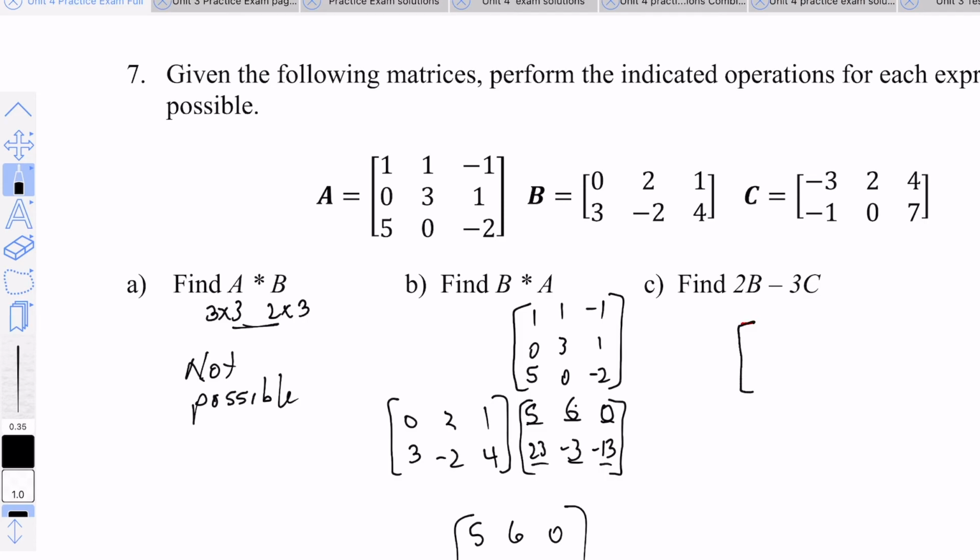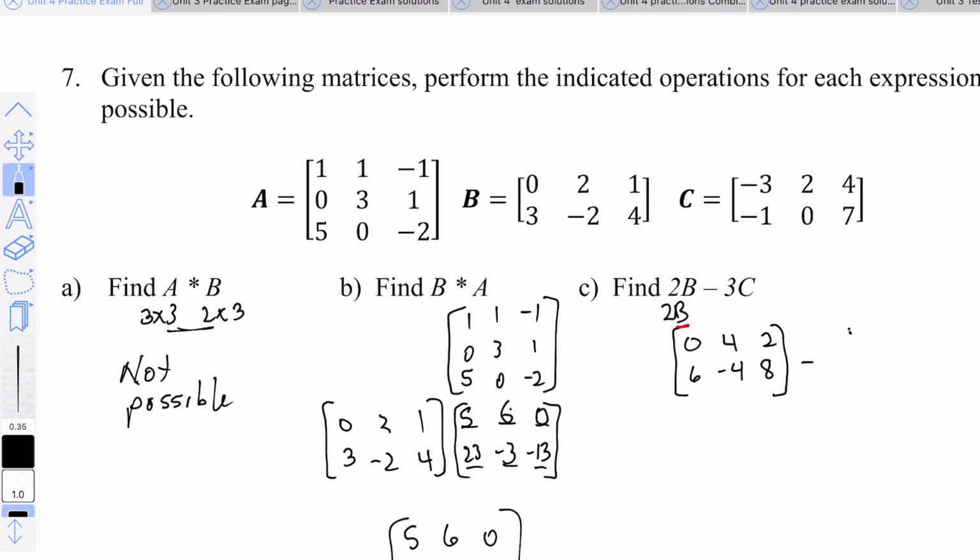So first thing I need is 2B. So that's just all the entries of matrix B multiplied by 2, and then we subtract 3 times C. Now that's just all the entries of C multiplied by 3. And then subtract. And we'll get a 2 by 3 matrix as a result, and we just subtract entries in corresponding spots.